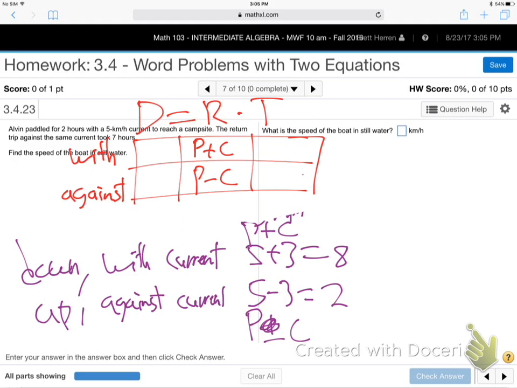This is always how you set up a current problem, a travel current problem. Everybody see that? The rest is mostly the same. That's the difference right there. So let's take it from there.